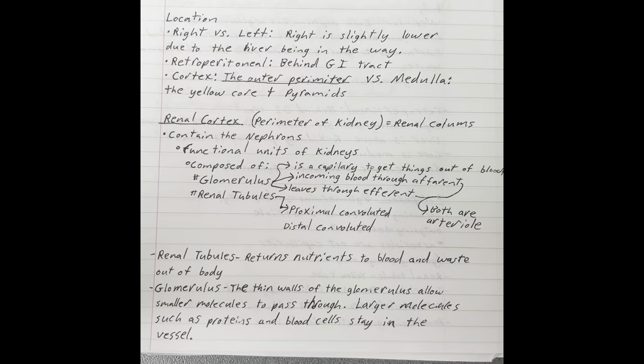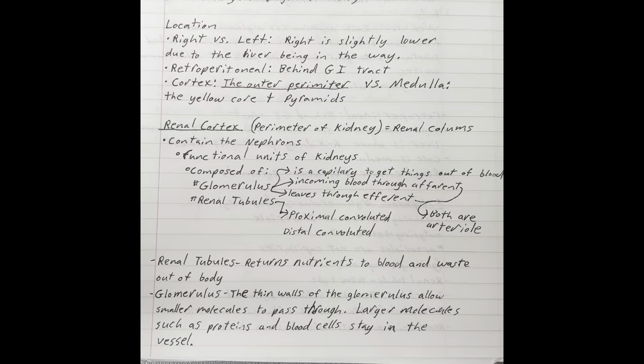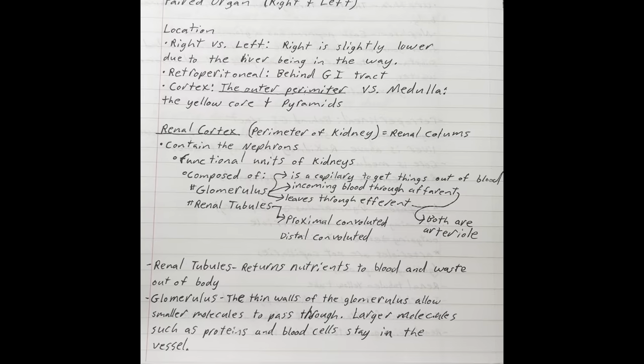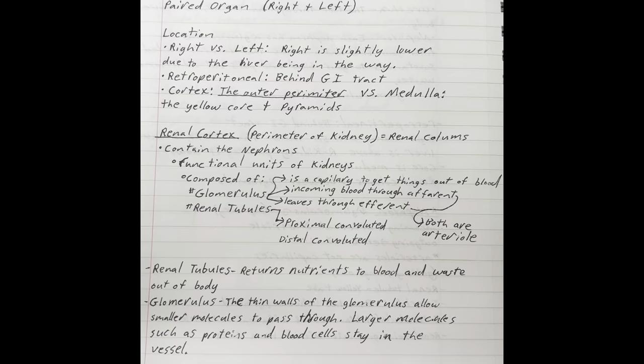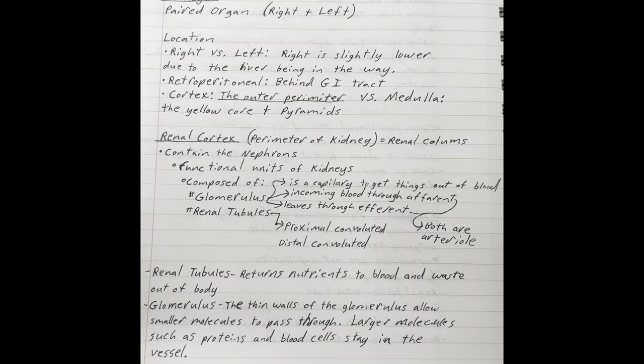The thin walls of the glomerulus allow smaller molecules to pass through. Larger molecules such as proteins and blood cells stay in the vessel.